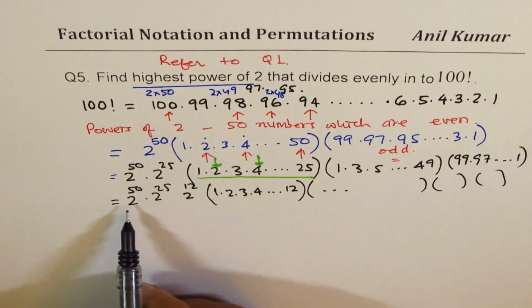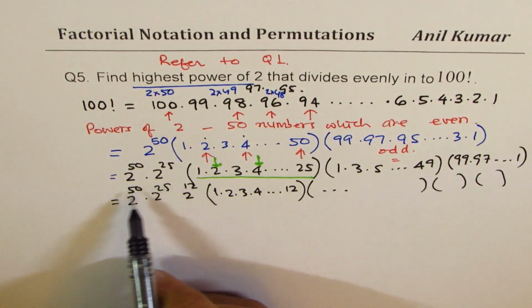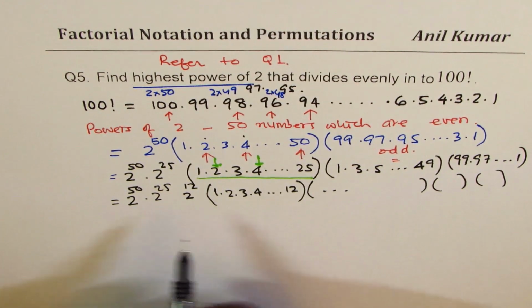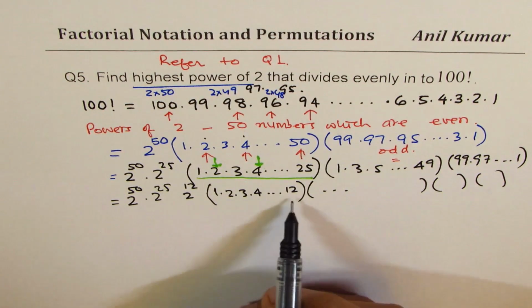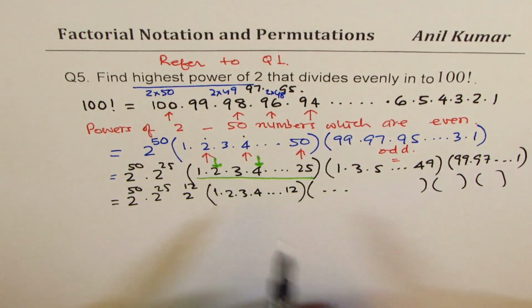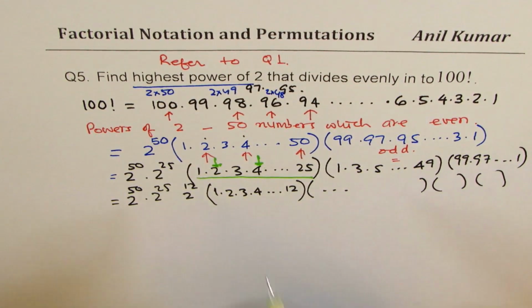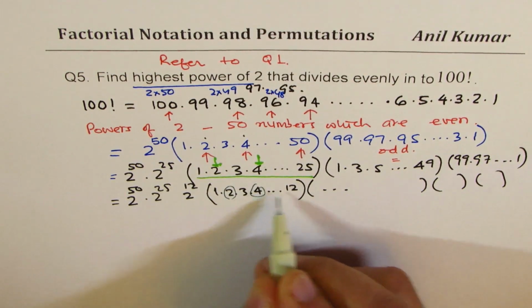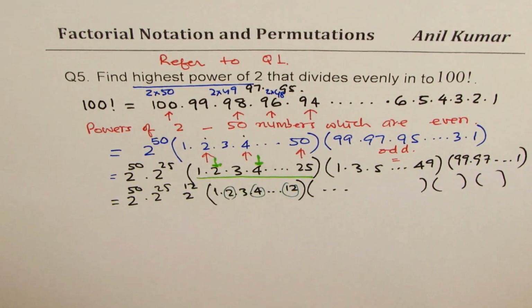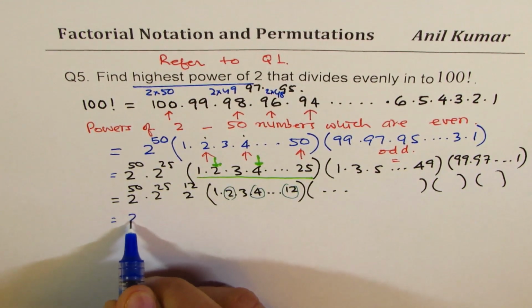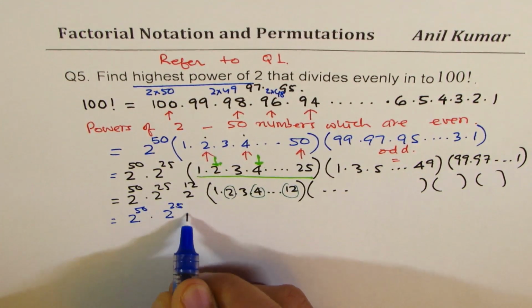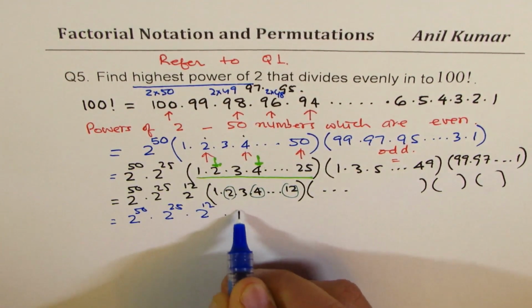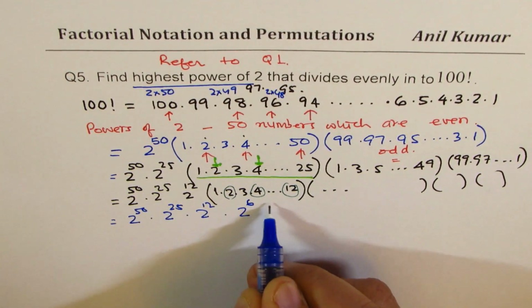Okay. But looking into these powers of 2, we see we still have 6 numbers which are even, right? 6 even numbers in this list. Kind of 2, 4, 6, 12. Is that okay? So we could again write this as 2 to the power of 50 times 2 to the power of 25 times 2 to the power of 12 times 2 to the power of 6.